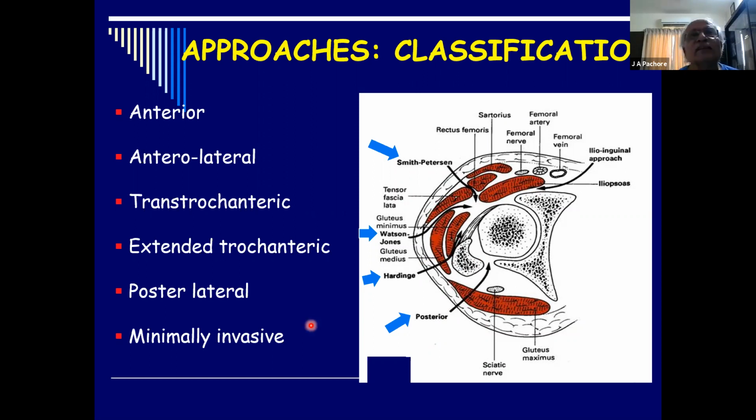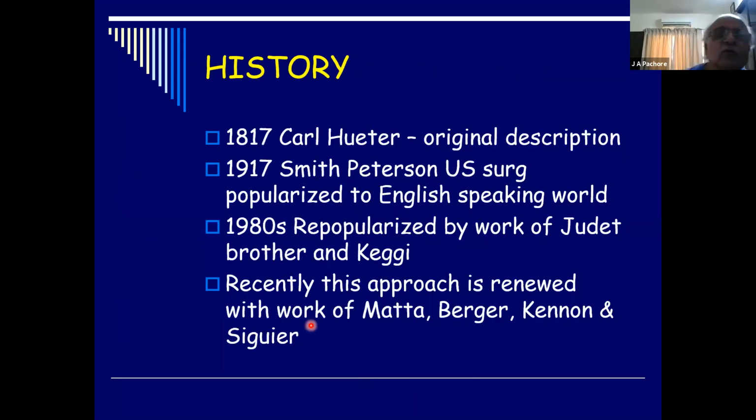By history, in 1817, Carl Hueter was the man who actually described the anterior approach. But people didn't realize it at that time. And after 100 years, Smith-Petersen, a US surgeon, because he was an English-speaking gentleman, popularized it to the English-speaking world. Then in the 80s, it was repopularized by the Judet brothers from France and Keggi. These were three surgeons. They repopularized it because in between it was lost completely.